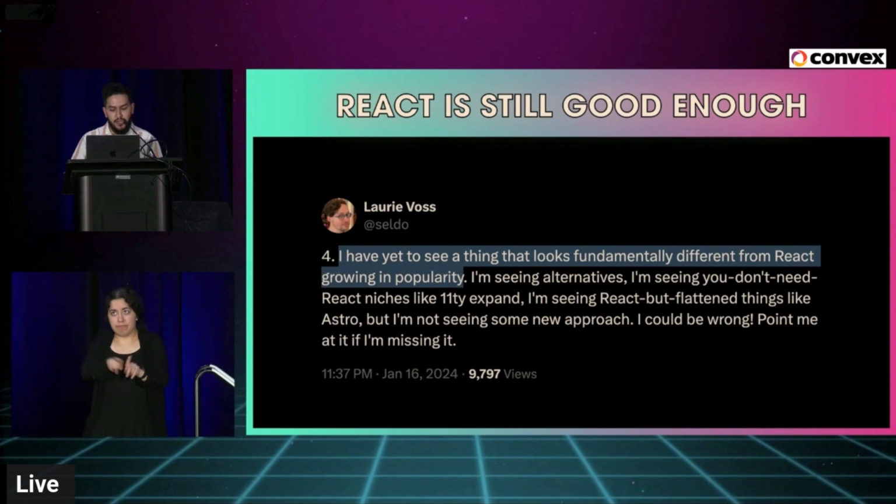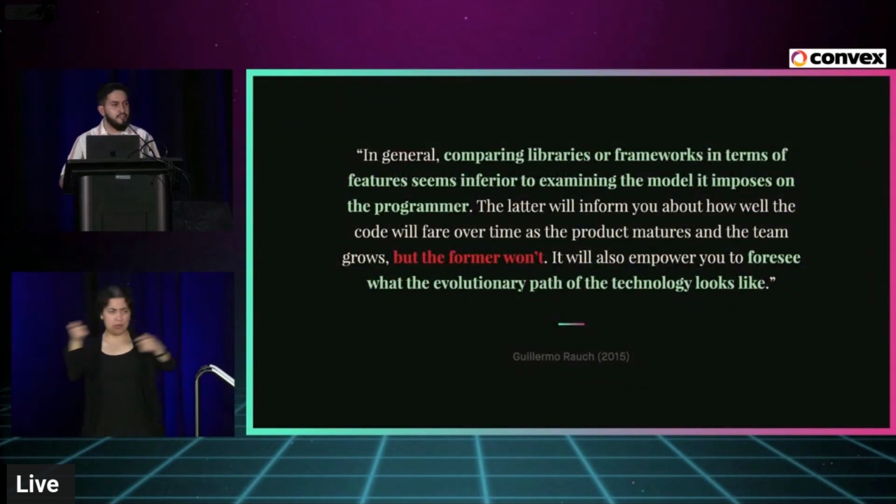And I'd like to now go back to Guillermo's post from 2015, where he says, in general, comparing libraries or frameworks in terms of features seems inferior to examining the model it imposes on the programmer. The latter will inform you about how well the code will fare over time as the product matures and the team grows, but the former won't. It will also empower you to foresee what the evolutionary path of the technology looks like.